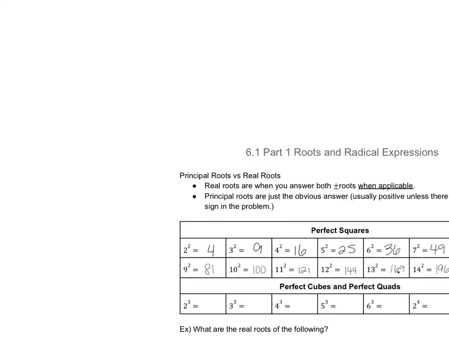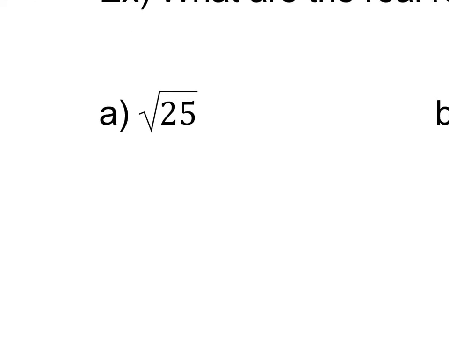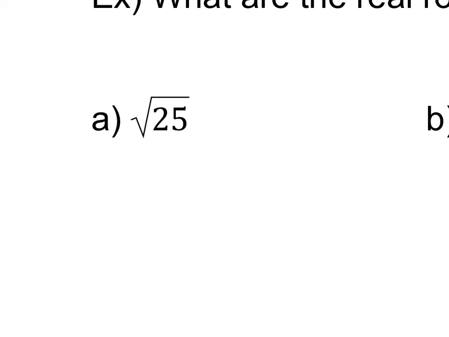Okay, I'm going to skip those for a second. Let's do some problems. Let's practice. Okay, the square root of 25. 25 is a perfect square, so that would just give me 5.